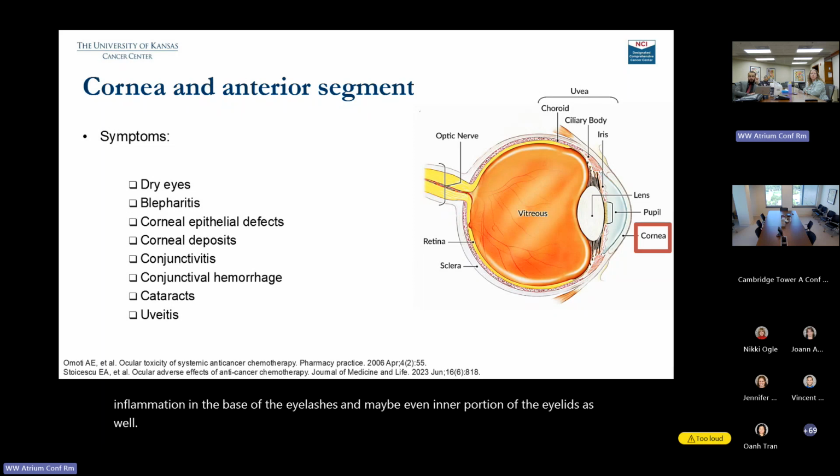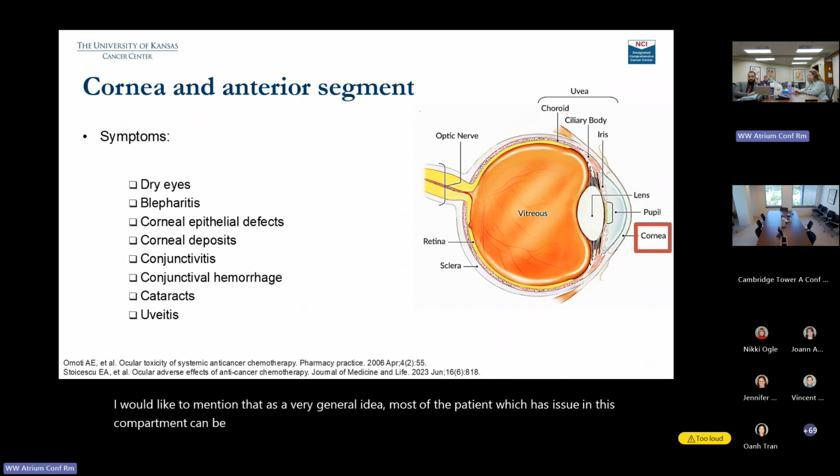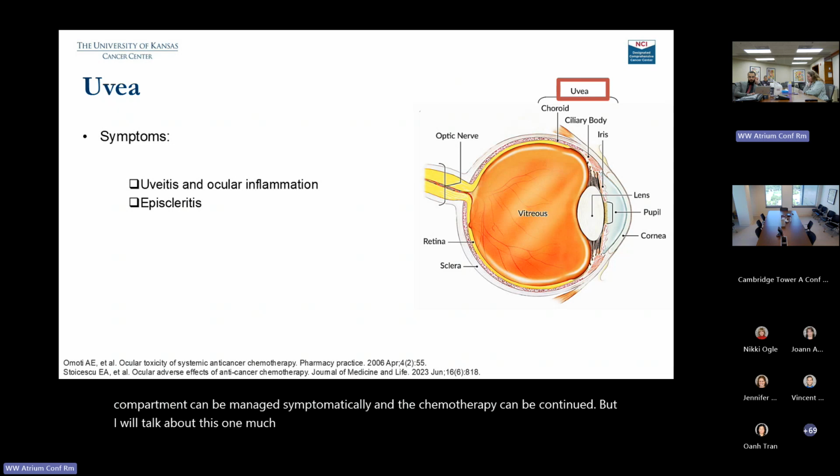I would like to mention, as a very general idea, that most patients who have an issue in this compartment can be managed symptomatically, and the chemotherapy can be continued. But I will talk about this much more soon.